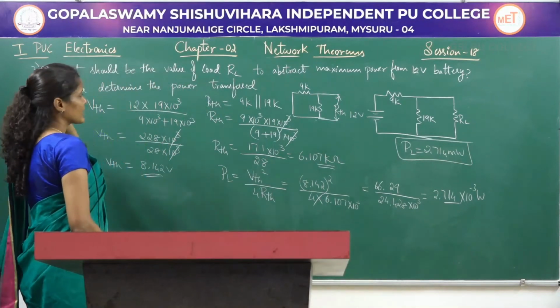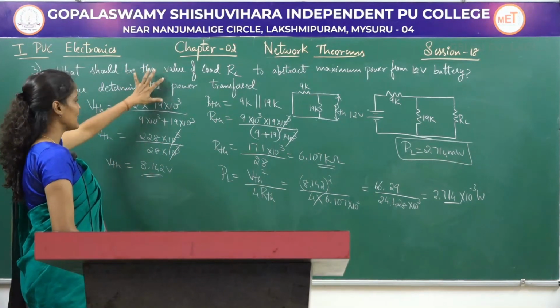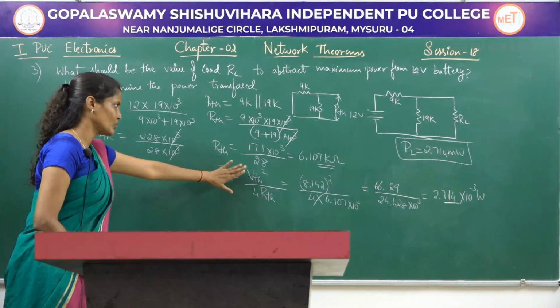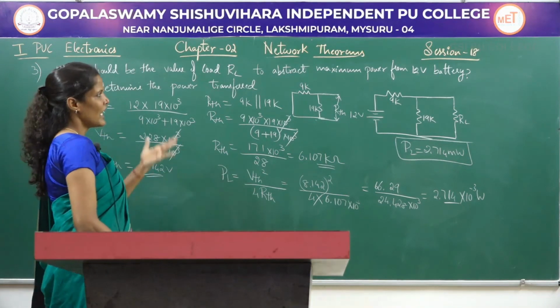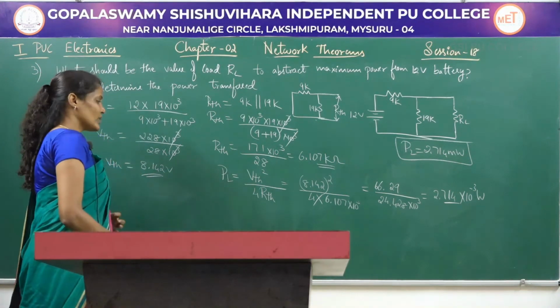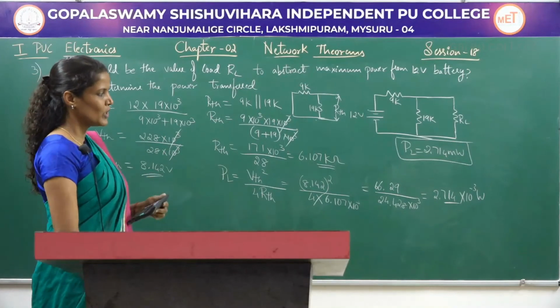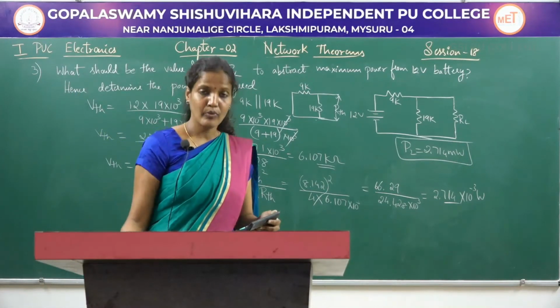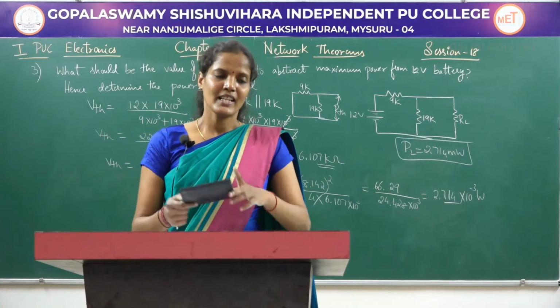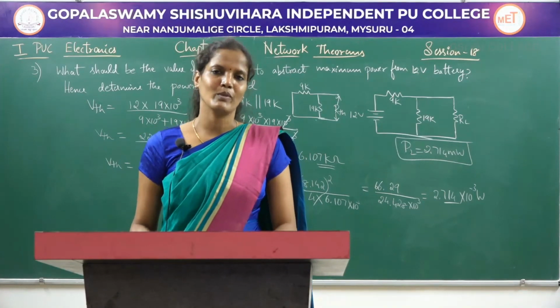So they have asked us to find out the load resistance RL, whose value is equal to 6.107, and the power which is transferred, whose value is equal to 2.714 milliwatts. Clear? Now we'll move on to the next problem of this session.